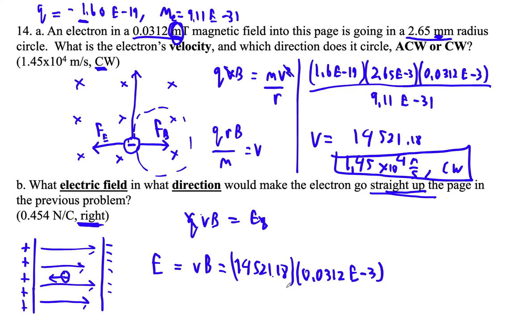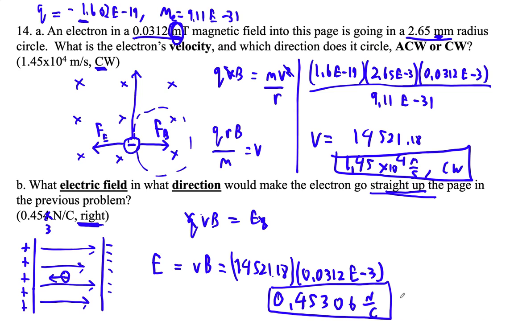So I'm going to take this number and go times 0.0312, and I get 0.45306. So I think this should be a 3. And that is newtons per coulomb. The reason why that number's off is probably that I used a different value. I used 1.602 when I did this, which doesn't make me wrong. And then that would be to the right.